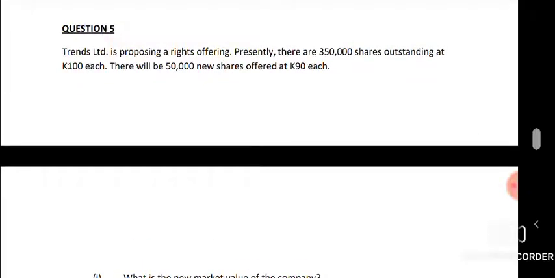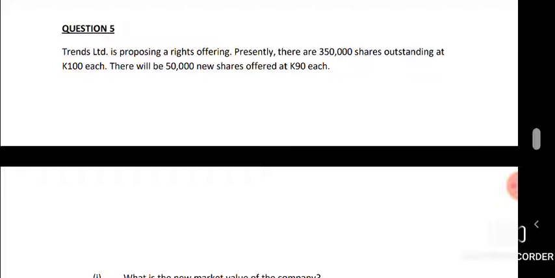350 outstanding. So you have your outstanding shares, which is as good as the old shares. What is the price on the outstanding? 100 kwacha. How did we say you identify the old market price? It's the price on the outstanding. In this case, it's 100.